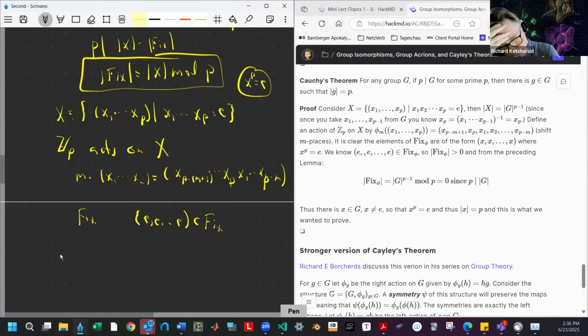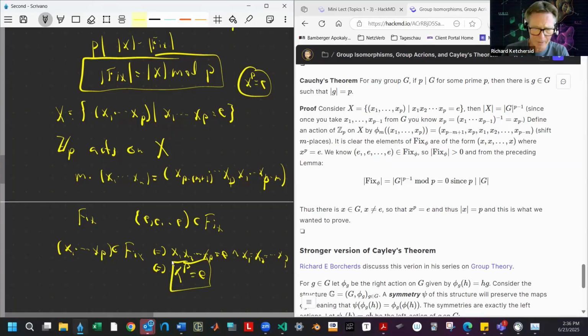So x1 through xp is in fix. First of all, this thing has to be in the set X, so if and only if x1, x2, the product through xp is e. That's being in X, and cycling through, all these things have to be the same. So in fact, x1 has to equal x2, has to equal all the way through xp. So this is if and only if x to the p is equal to e. And of course, this is what we're looking for. We're looking for one of those things, right?